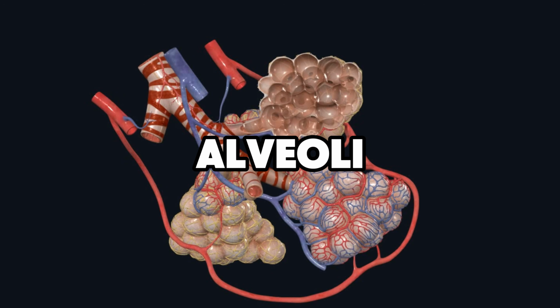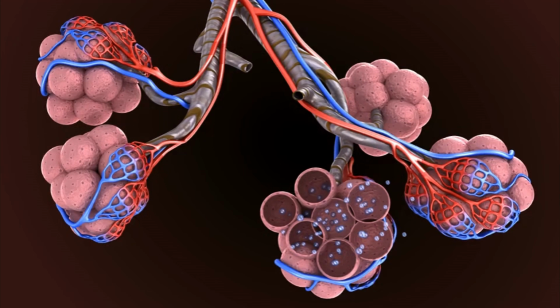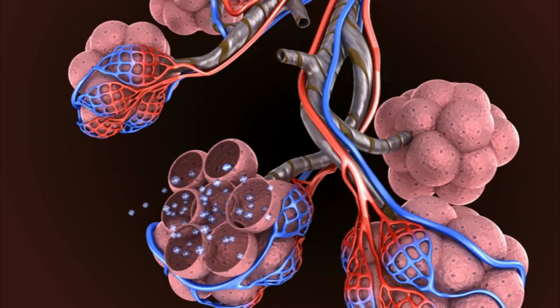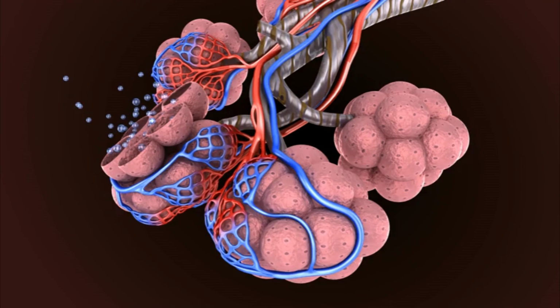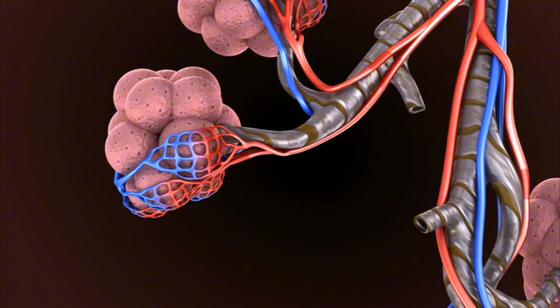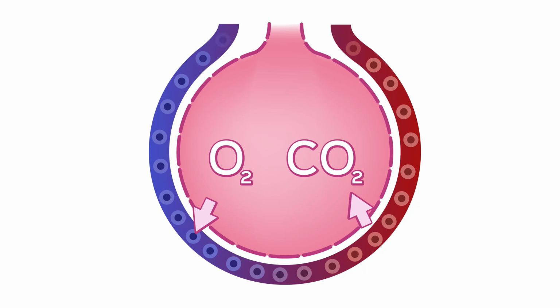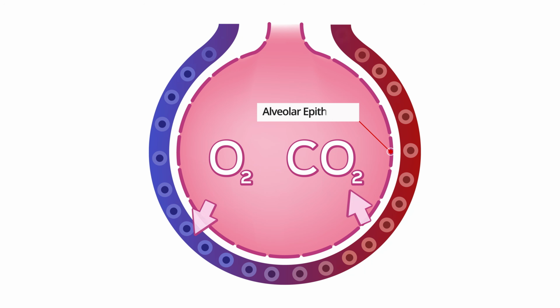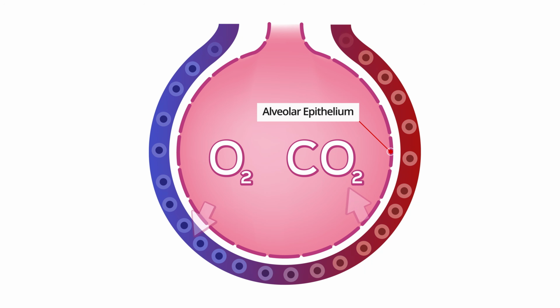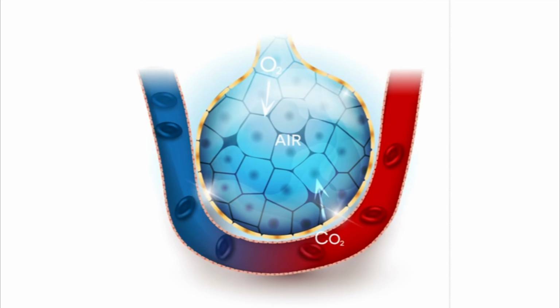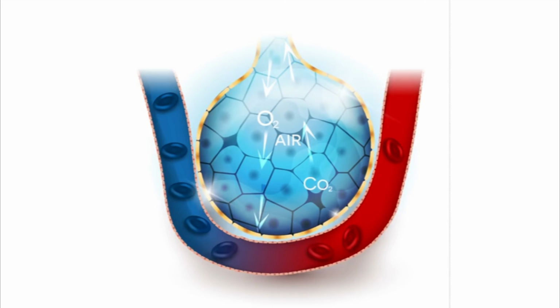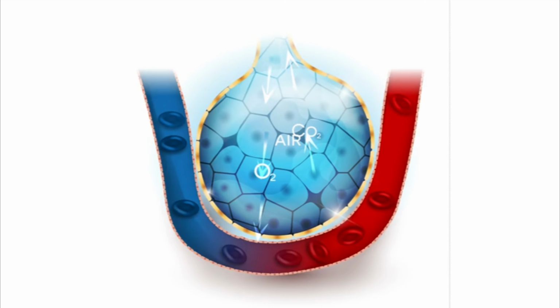Alveoli. Alveoli are the most important and the most basic functional units of the respiratory system. This is where the actual gas exchange takes place. Alveoli are tiny, balloon-like structures. Their wall is made up of just a single layer of cells. This layer is called the alveolar epithelium. The thickness of this wall is so minimal that gases can easily pass through it.